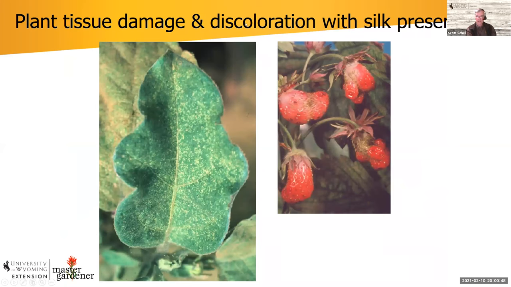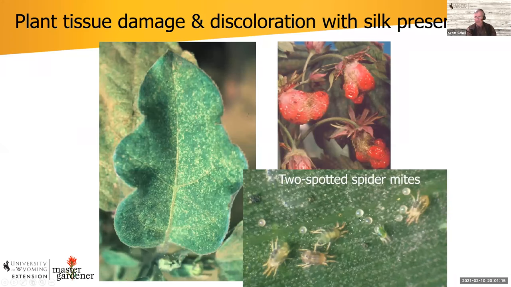You can also get damage and discoloration and have silk present. And so these can be spider mites. If they're feeding on the leaf, that's bad enough, but if they're feeding on your strawberries and causing this malformation and damage, that's not going to make me too happy. At high populations, you can just barely make out the spider mites down here, but the silk is pretty easy to see, and you'll notice the discoloration.